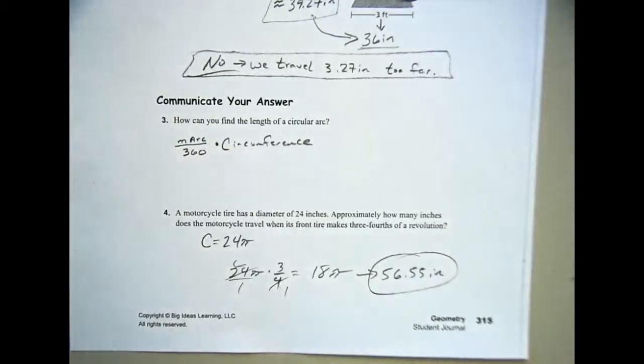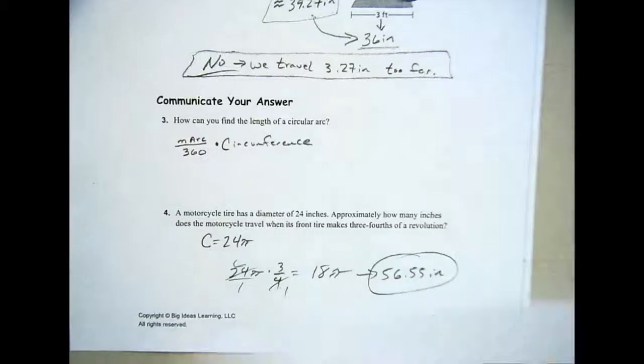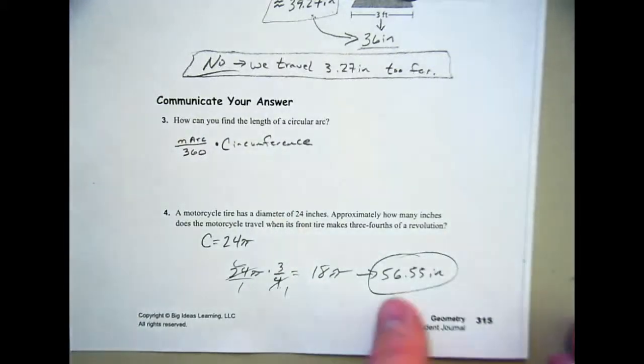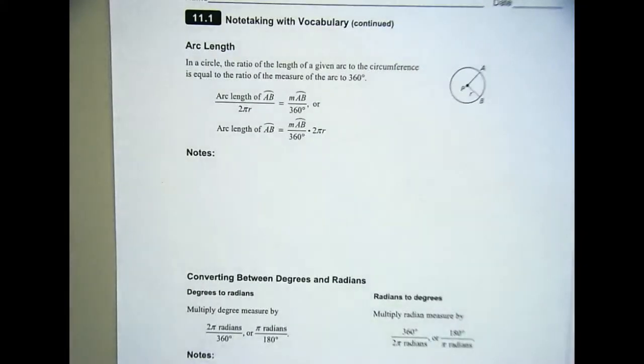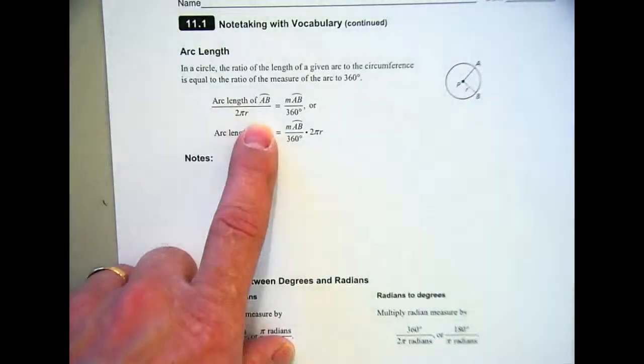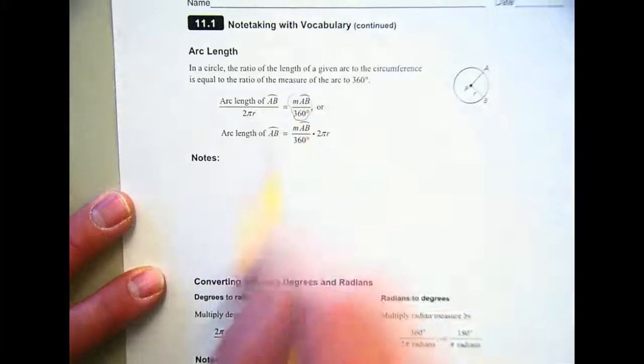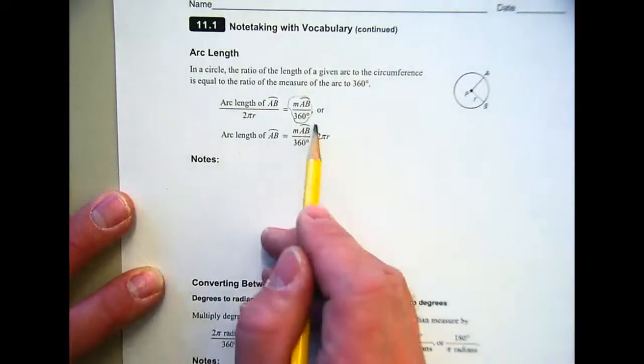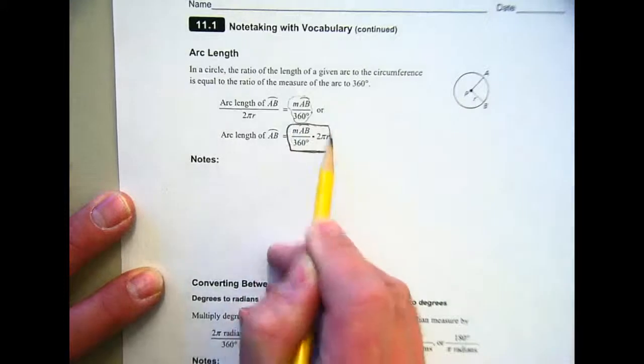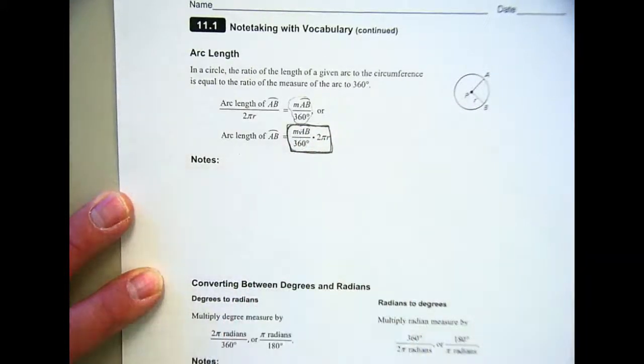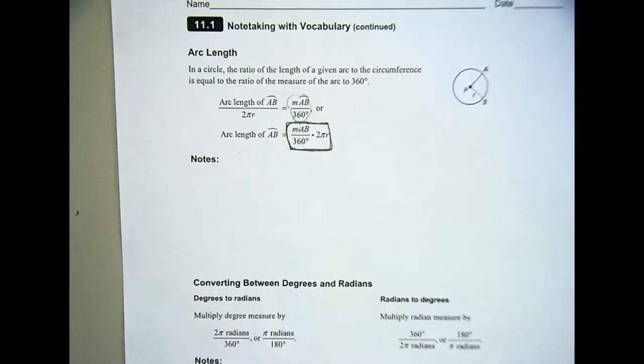Any questions? Okay. If you look at page 317, we've talked about arc length. That's the mathy version, the mathese of it. In a circle, the ratio of the length of a given arc to the circumference is the measure of the arc over 360, times 2 pi r. That's the formula we're using, and that's the length of the arc. Remember, measure is your degree, length is your linear measurement. Any questions there?